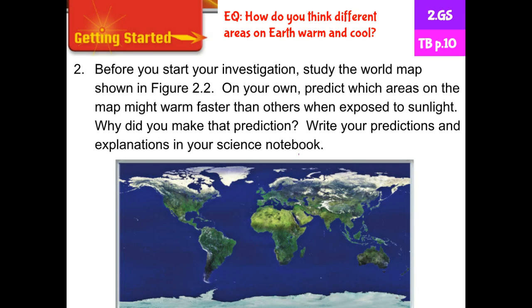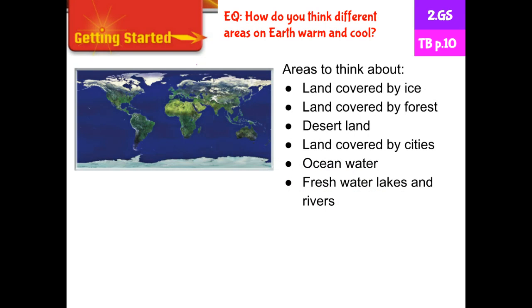Before you start the investigation tomorrow, we're going to study the world map below. You're going to be predicting areas of the map that might warm faster when exposed to the sun, and why did you make that prediction? And you're going to explain those predictions in your science notebook. Some things to think about as you look at that map: land covered by ice, maybe land covered by forest, desert land, land covered by cities, ocean water, fresh water, and lakes. Think about how those different surfaces might warm differently.